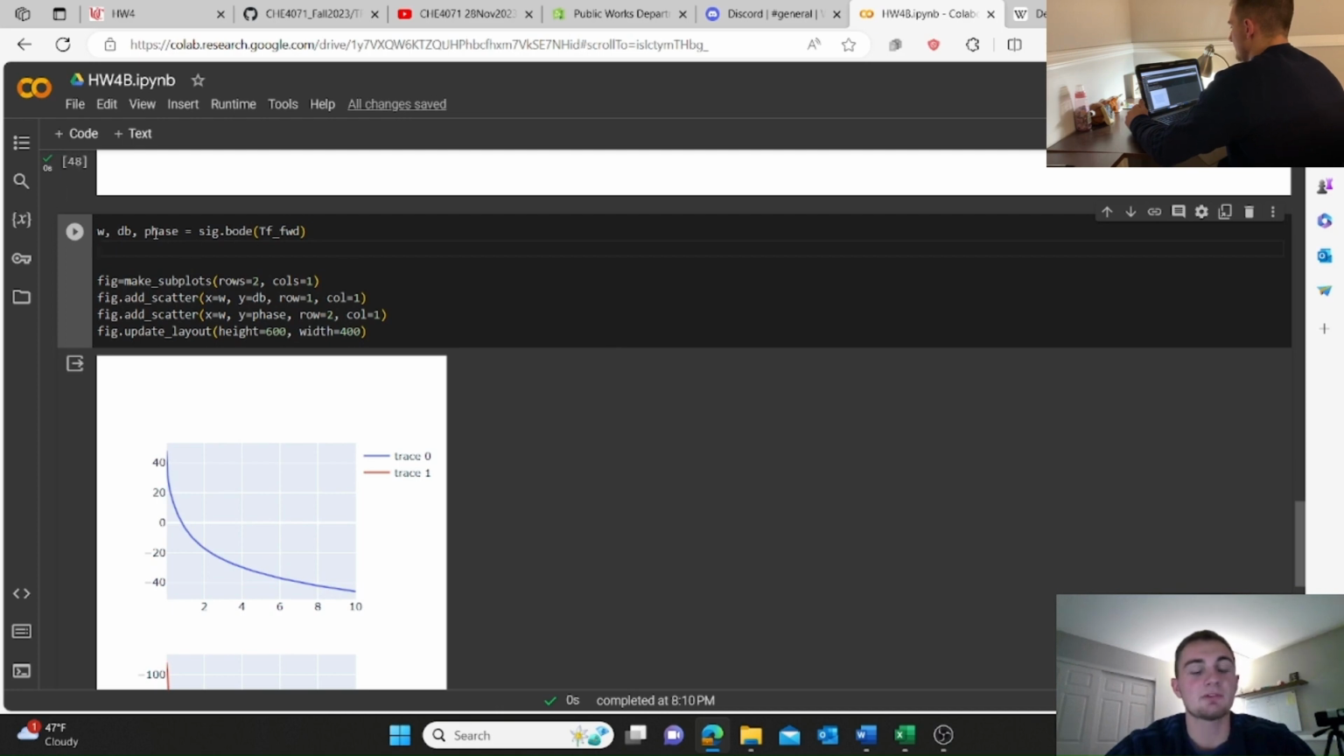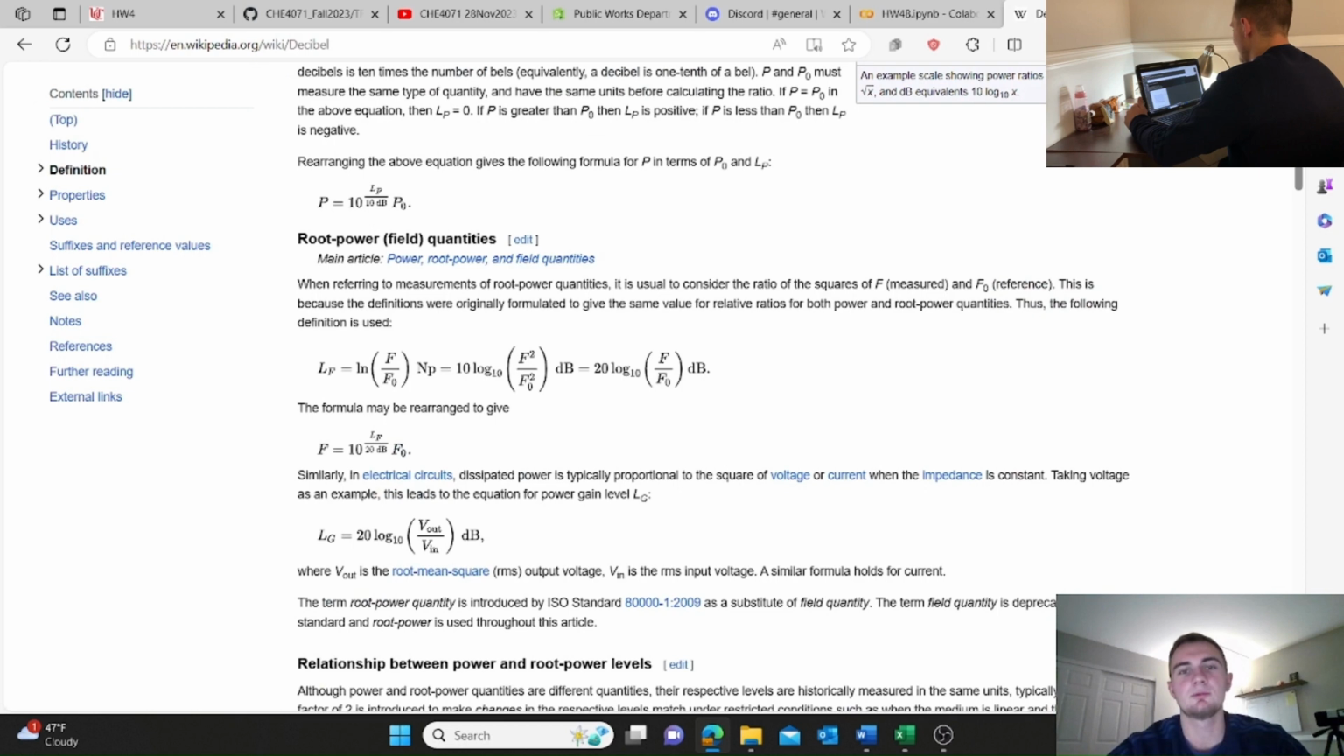But let's go ahead and get from decibel to amplitude ratio. I have decibel pulled up on Wikipedia here. What this tells us is that our decibel output is this L_F, and the amplitude ratio is this F over F naught. That's the ratio we're looking to get. So what we need to do with our decibel output is divide that by 20 and then take 10 raised to that power, because we have the log base 10.